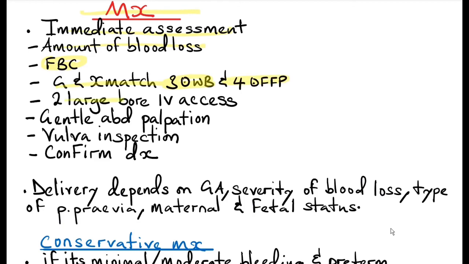Put up a large IV access. Do a gentle abdominal palpation. Do a vulvar inspection if there's active vaginal bleeding. Remember, vaginal examination is contraindicated at this stage. Confirm your diagnosis by taking the patient for ultrasound. Now, delivery depends on the gestational age, severity of blood loss, type of placenta previa, and the maternal and fetal status.